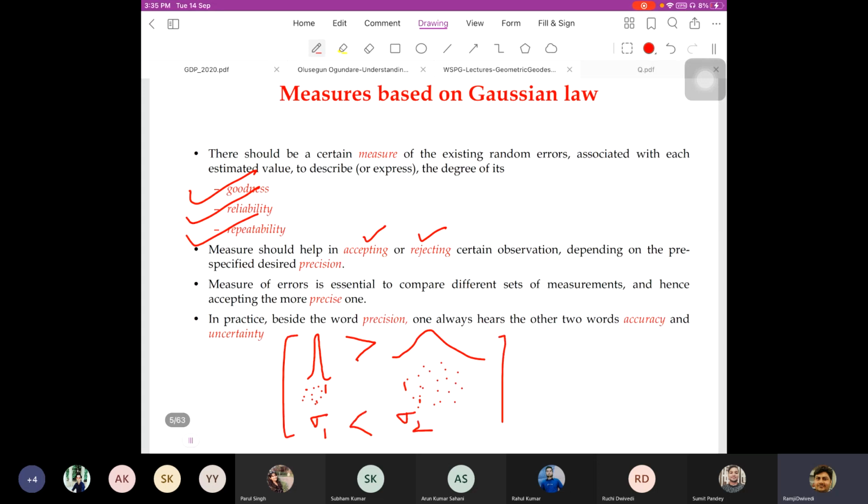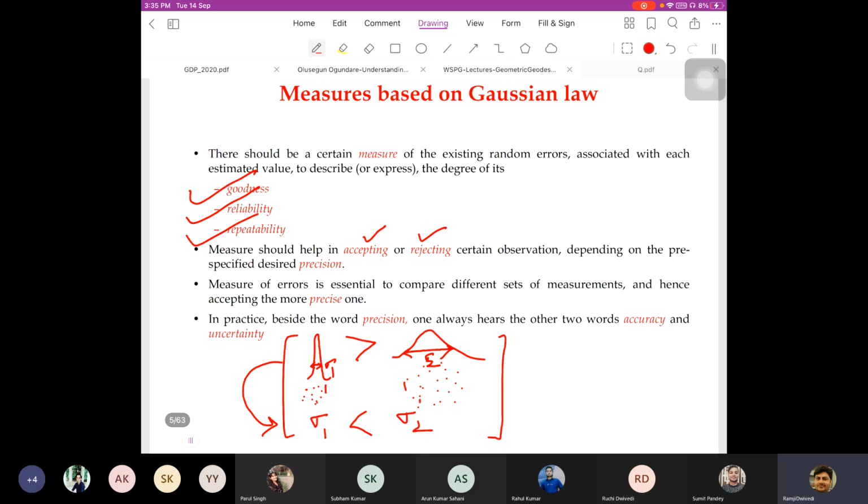Now this is a very tricky kind of situation, and you should be able to understand it. If there is a peak, okay, then the index of dispersion, which is nothing but the standard deviation or variance, should be less compared to the dispersion index of this other one. So this one is sigma 2 and this is sigma 1. So obviously sigma 1 is less than sigma 2. That becomes the measure to select the precise set of observations.